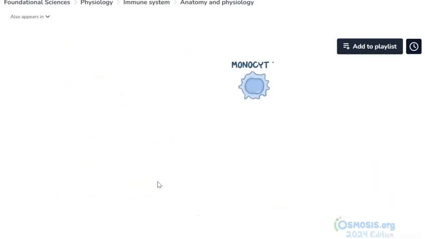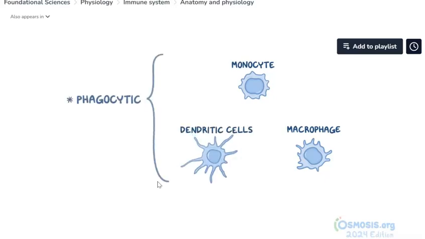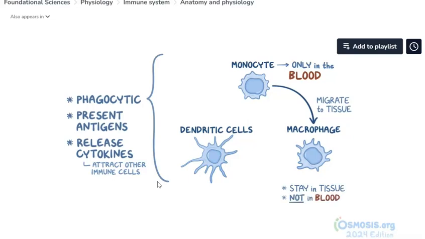Next up are the monocytes, macrophages, and dendritic cells, which are also phagocytic cells. They gobble up pathogens, present antigens, and release cytokines, which are tiny molecules that attract other immune cells to the area. Monocytes only circulate in the blood. Some monocytes migrate into tissues and differentiate into macrophages, which remain in tissues and aren't found in the blood.